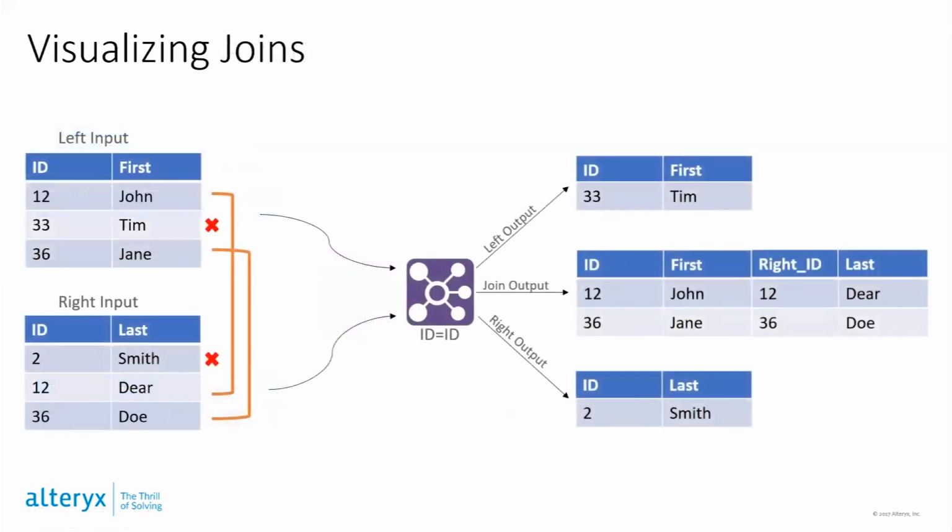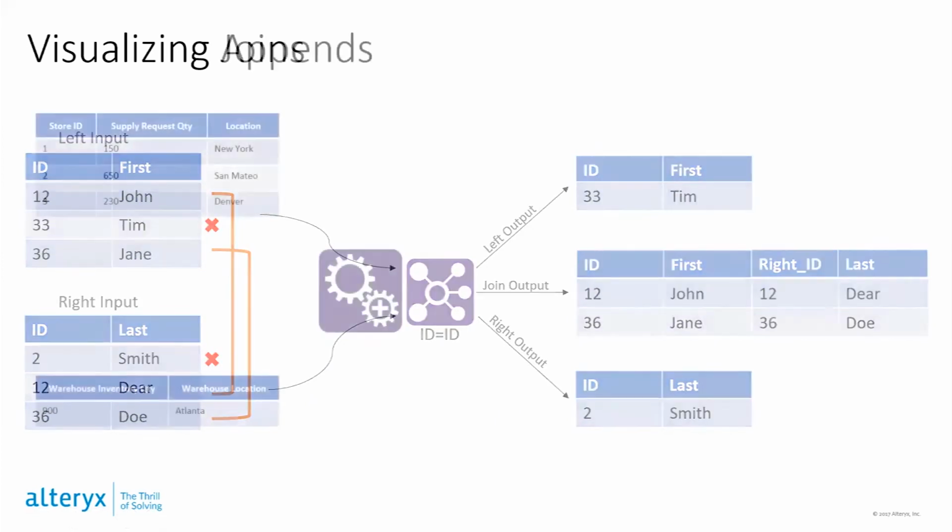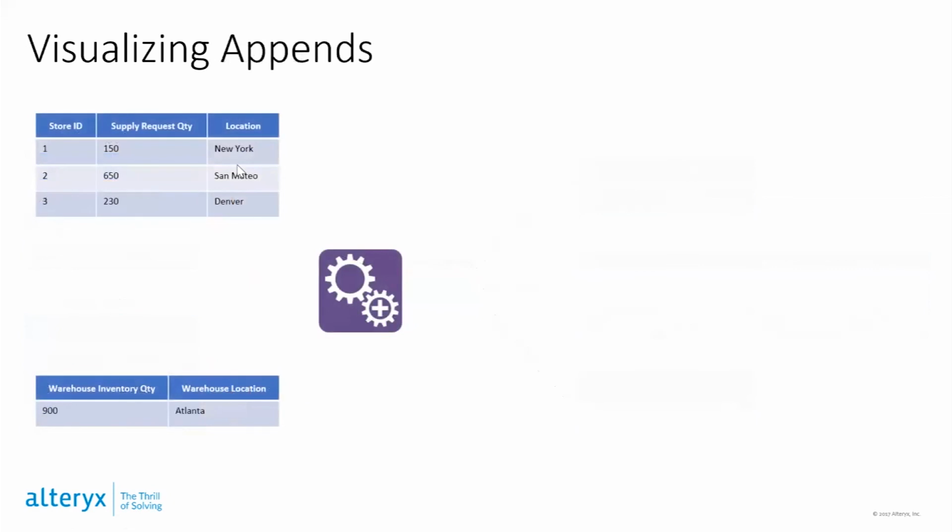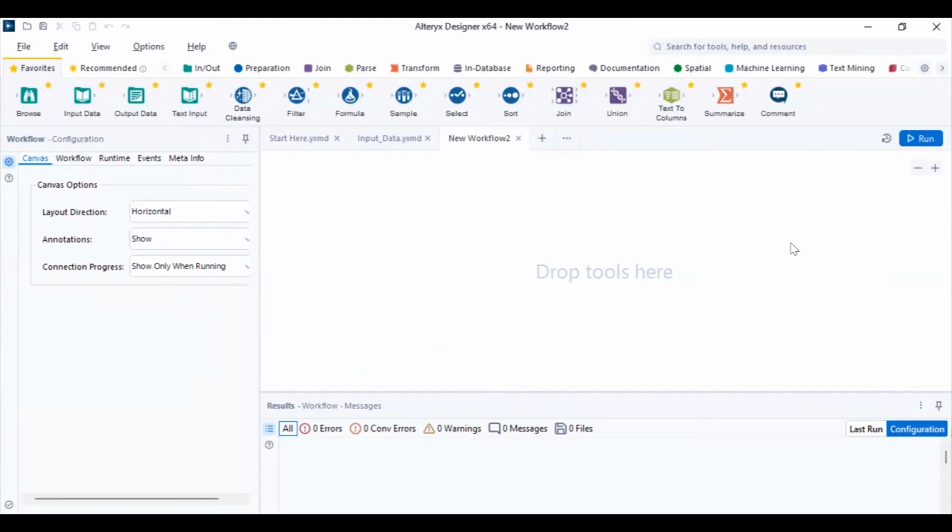So likewise, like you can see, it's very easy to use the join also. So before I take the tools, I'll show you the interface. Drop tools here. This is what we will call the canvas. Here only we will create a workflow. And below that, it's a results window.